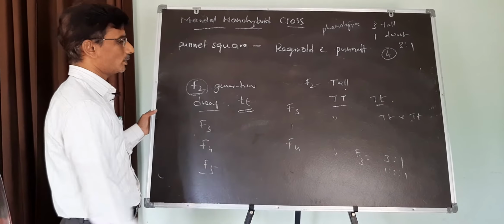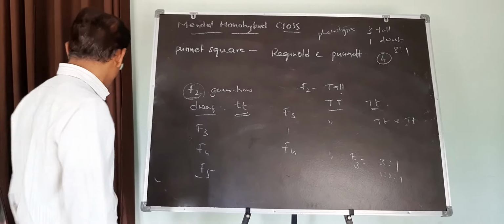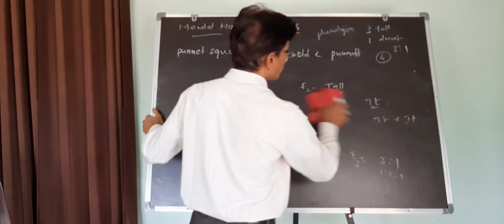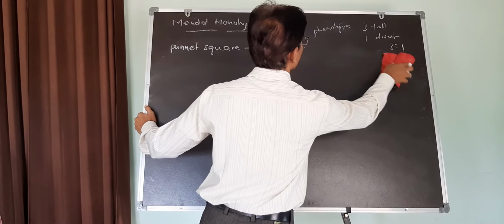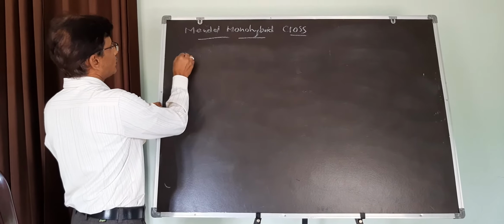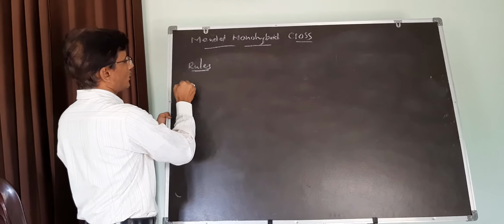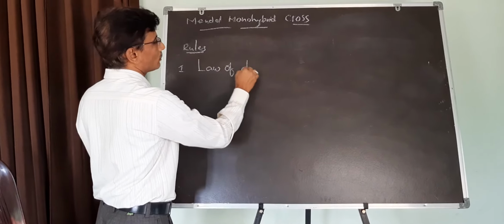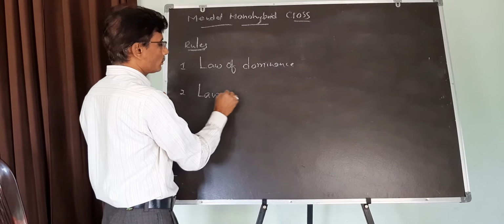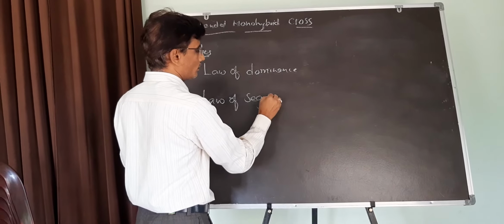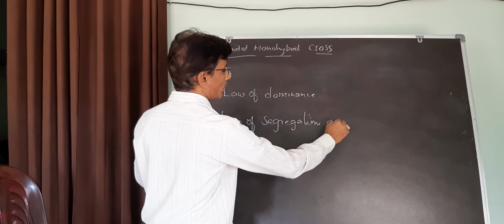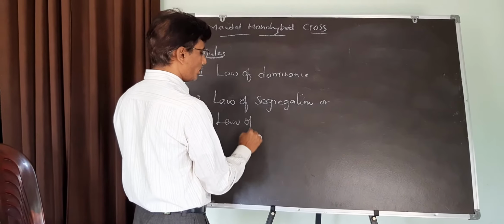So this is another important point. With the help of this monohybrid cross, Mendel proposed two rules. These two rules are: one is the law of dominance, the second one is the law of segregation. This is also called the law of purity of gametes.